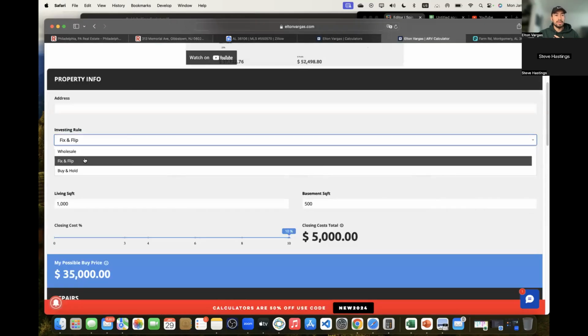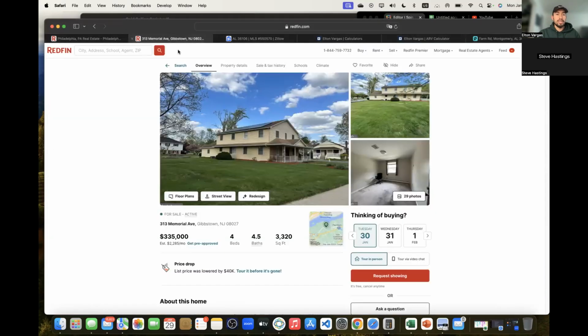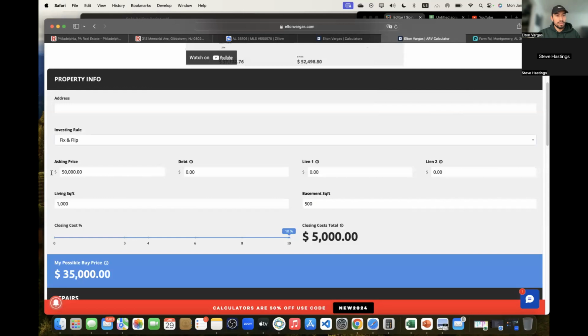Again, if I want to wholesale, of course I want to wholesale the property, but I'm putting my mindset into buying this property for myself. How much would I need to get it under contract for, or how much would an end buyer get it for? So let me start doing the numbers and show you guys how the calculator helps you expedite the process.